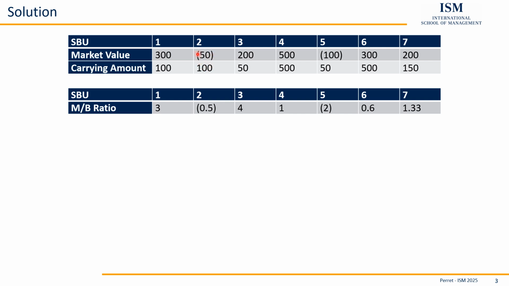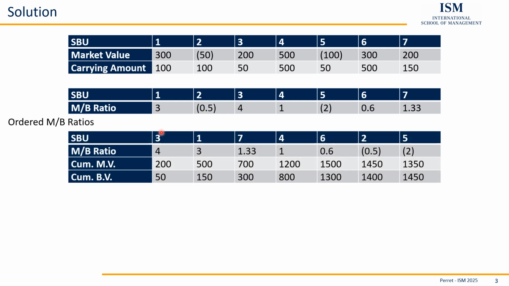And there we also have those brackets which indicate negative values. So it's like minus 50 by 100. That's why here I have the brackets as well, because it's minus 1/2. Then we have 200 by 50, 500 by 500, and so forth. With this MB ratio, we're going to reorder our business units from highest to lowest MB ratio, giving us this order.